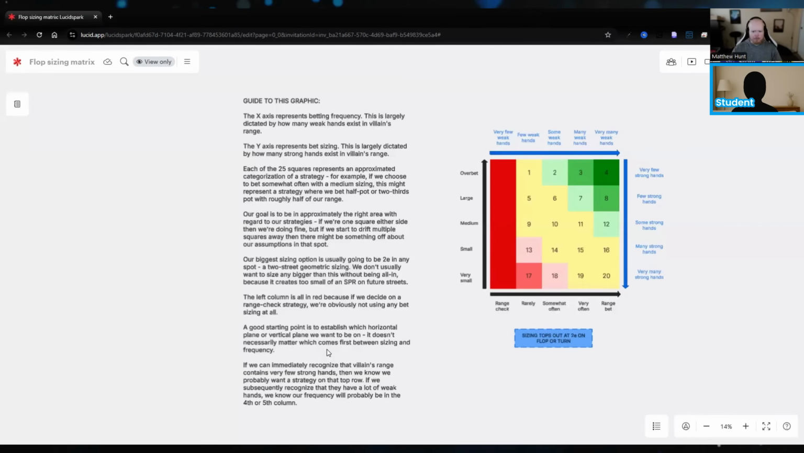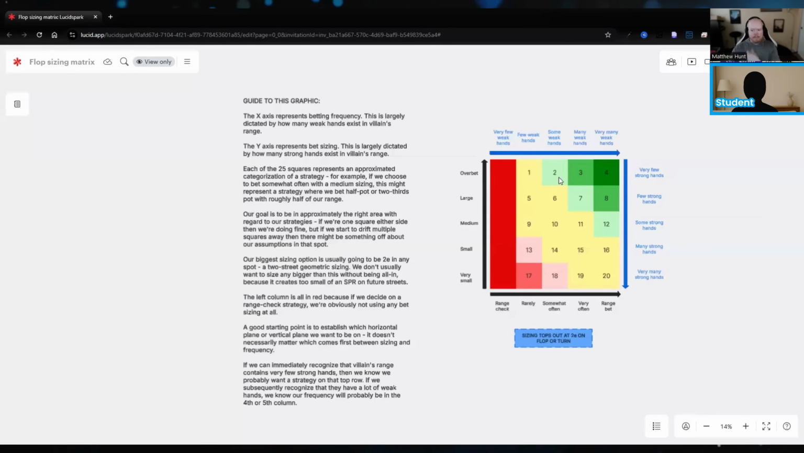going to want to go with a strategy on that top row, right? Because any strategy where they have very few strong hands is going to be somewhere in that 1, 2, 3, or 4. Then we can say, if they have very few strong hands, how many weak hands do they have? If they have very few strong hands, but not that many weak hands, it means we're going to bet big when we do bet, but we're not going to bet very often, right? We're going to bet pretty rarely.